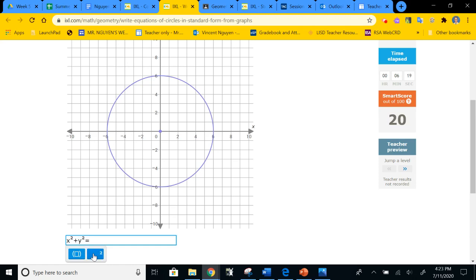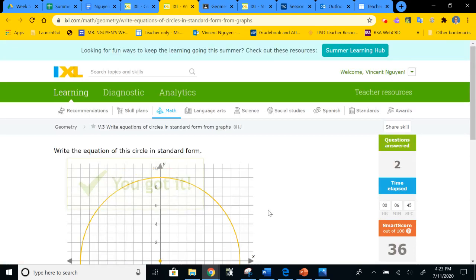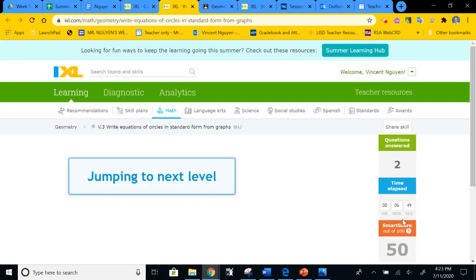equals. Now I can write 6 squared if I want to, because last time I wrote 2 squared and it counted it, right? But just so that you know, 6 squared is actually 36. So if the problem is presented to you this way, you need to realize that the square root of 36 is 6. So the radius is actually 6 and not 36. Don't fall for that trick. Submit, yay.